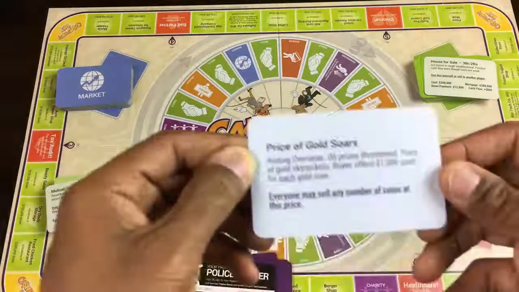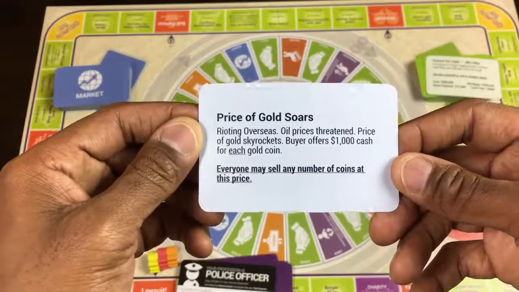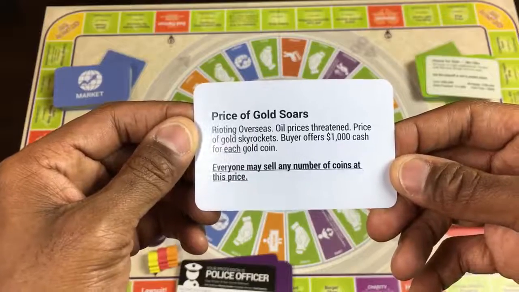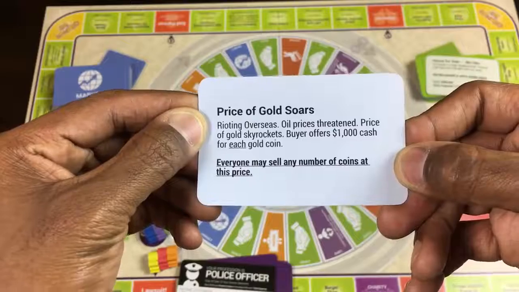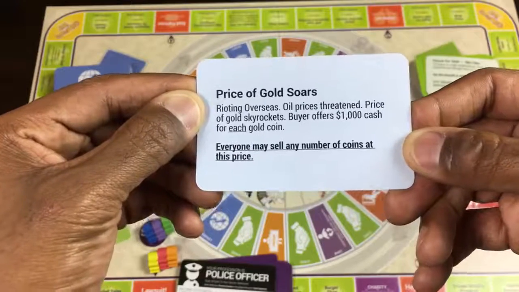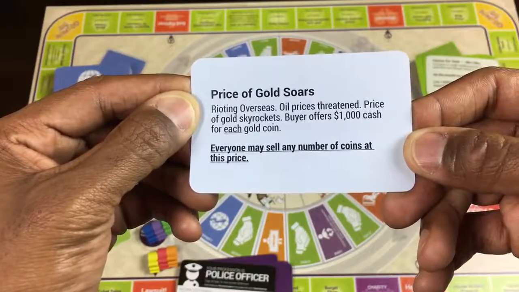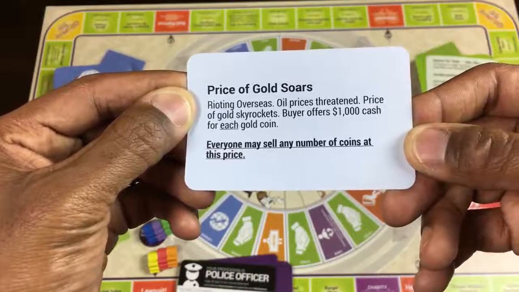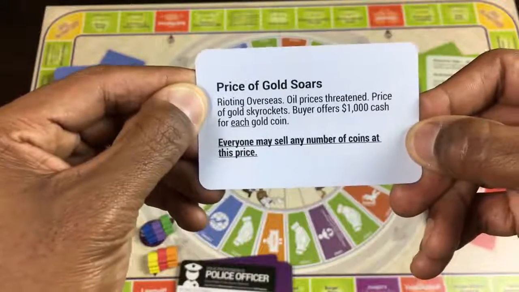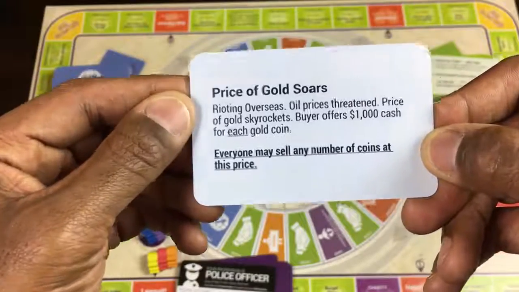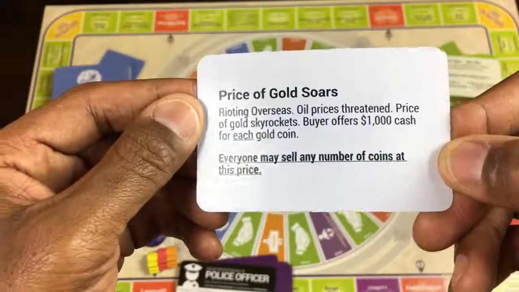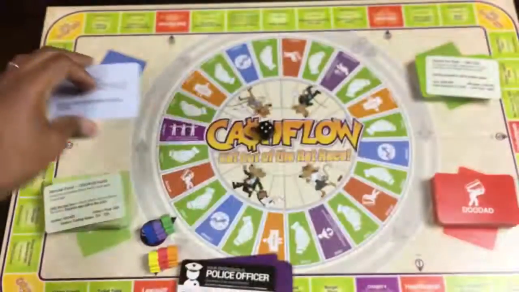The market card says, price of gold soars, rioting overseas, oil prices threatened, price of gold skyrockets. Buyer offers $1,000 cash for each coin. Everyone may sell any number of coins at this price. So if you have gold, you could sell it at $1,000 for each coin that you would have. And that's up to you, once again, whether or not you would want to sell it. That's your market card.